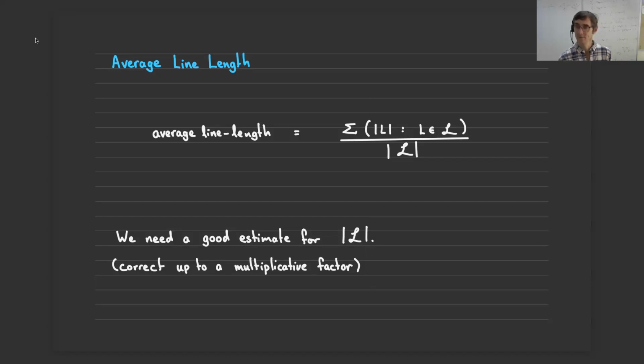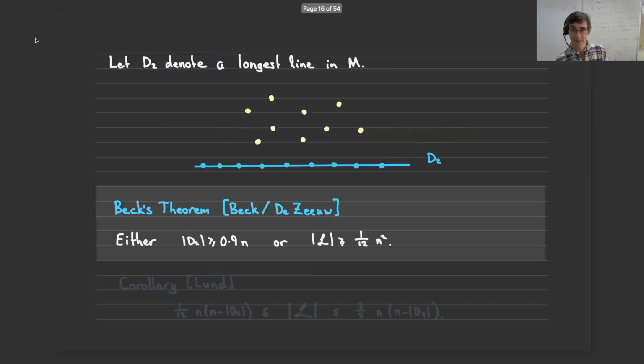And fortunately, geometers have thought about this. And there are results that give you good estimates on the number of lines in a rank 3 real representable matroid. And it turns out that the longest line length plays an important role in these bounds. So there's an old theorem due to Beck that says that either your longest line contains nearly all the points, or the number of lines is in the order of n squared.